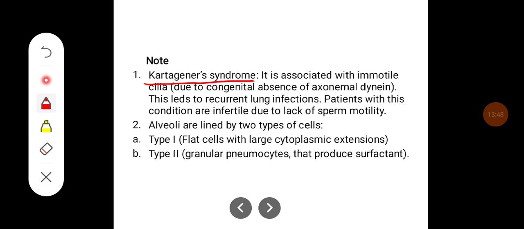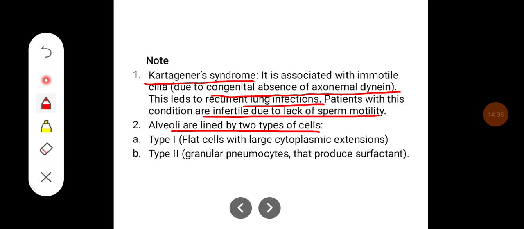Kartagener syndrome. It is associated with immotile cilia, that is due to the congenital absence of axonemal dynein. This leads to recurrent lung infection. Patients with this condition are infertile due to the lack of sperm motility.